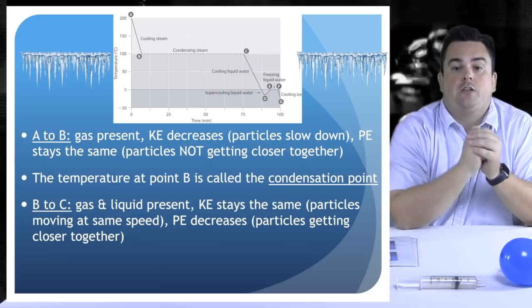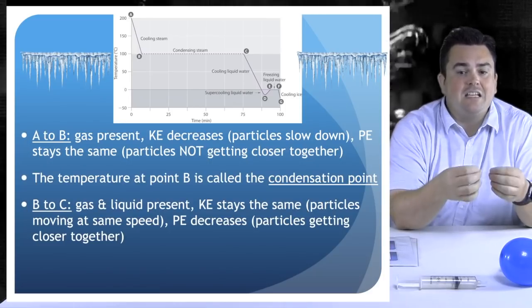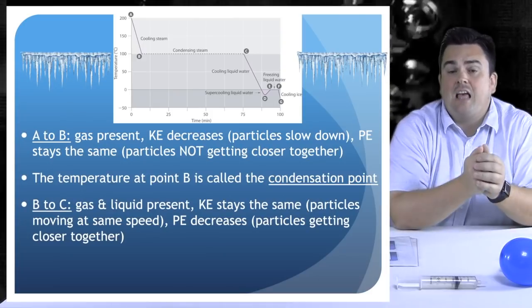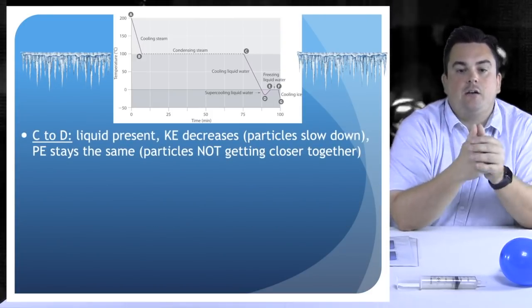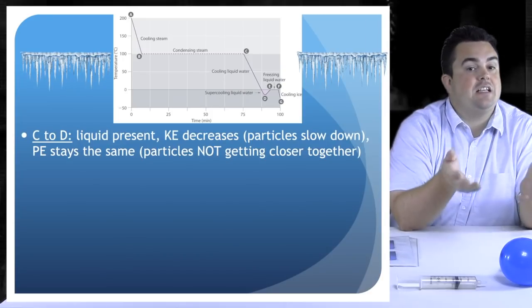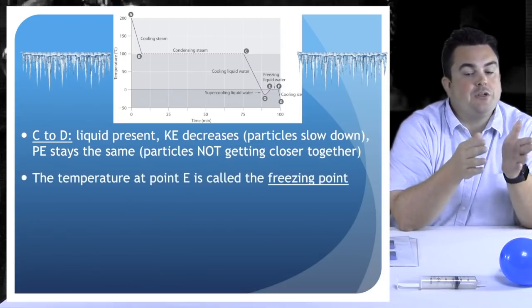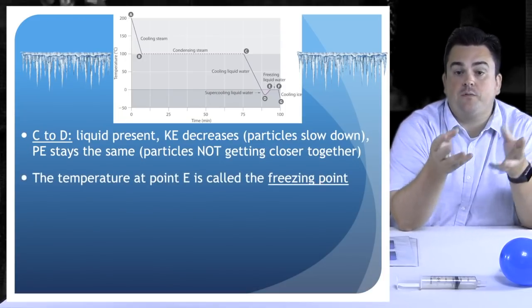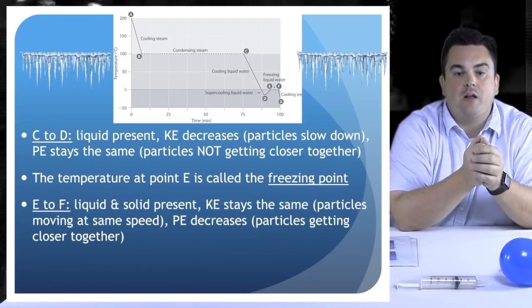Flat with phase change. Particles are moving at the same speed, so the potential energy then decreases because the particles are getting closer together. So from C to D, we have liquid present. Kinetic energy decreases. The particles are slowing down. Potential energy stays the same because the particles are not getting any closer together. The temperature at point E is again called the freezing point. E to F, liquid and solid are both present.